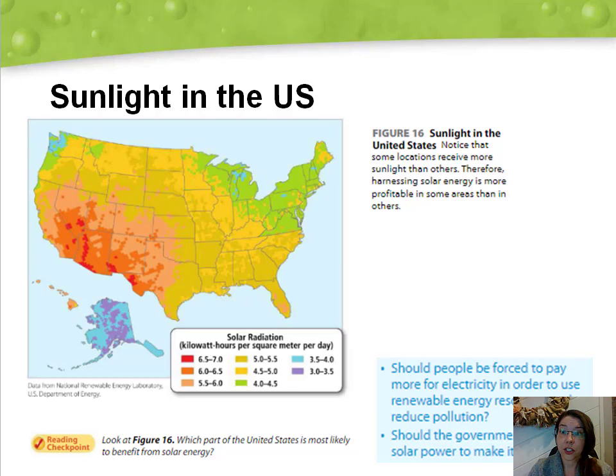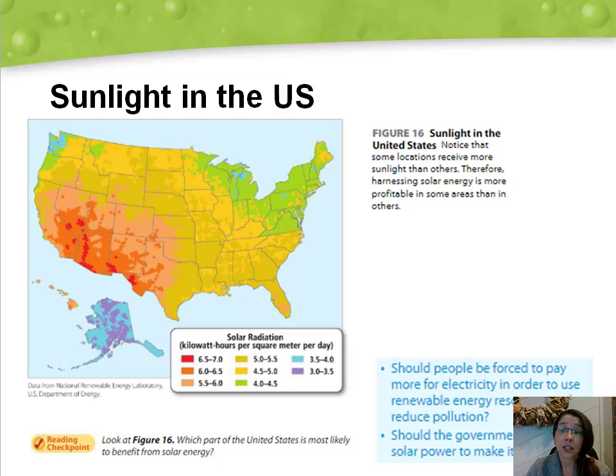So let's ponder this. Should people be forced to pay more for electricity in order to use renewable energy resources and reduce pollution? That's a good question, right? Because solar energy is so expensive to start up, a lot of people don't want to do it, but it does significantly reduce pollution. So should we force people or somehow incentivize them? And that's what the next question is asking.